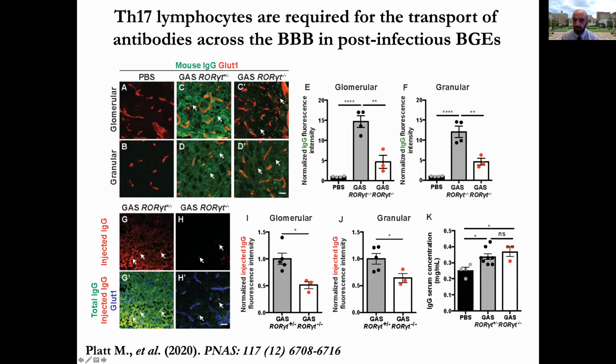Actually, one of the reviewers for our paper asked us to repeat this experiment by injecting intravenously IgG that was labeled with a red fluorophore. Within 30 minutes of the injection, we saw that the antibody was able to enter the brain pretty rapidly in wild type mice after multiple group A strep infections, but not in mice where Th17 lymphocytes could not be generated, suggesting that Th17 lymphocytes are really critical for damaging the blood-brain barrier in the animal model.